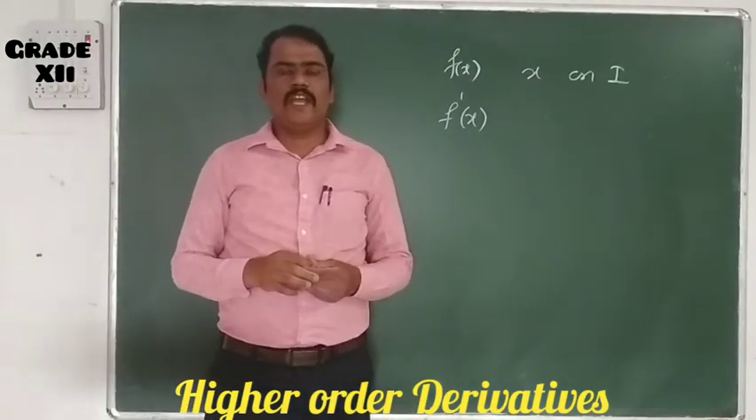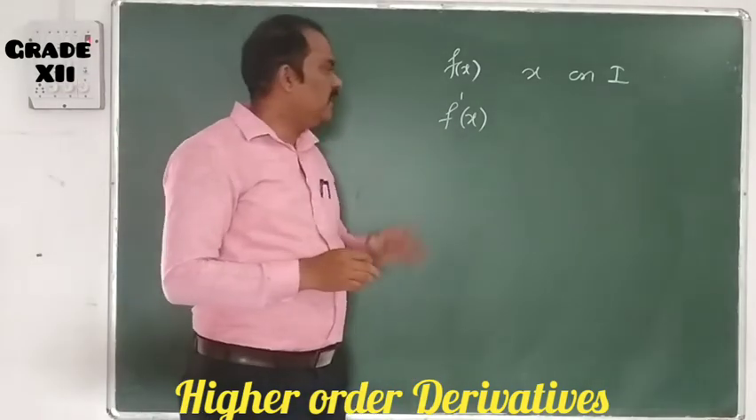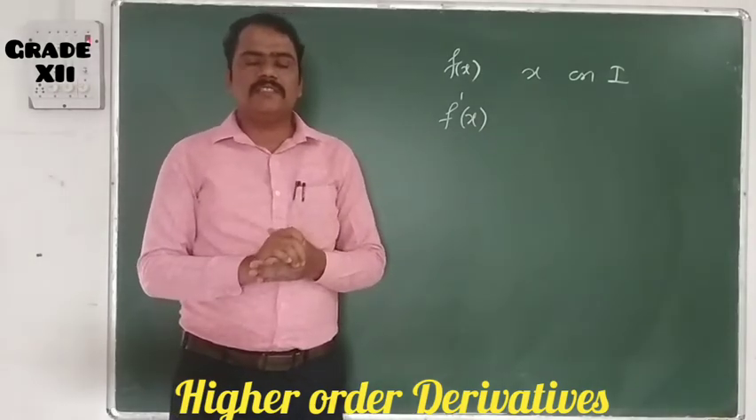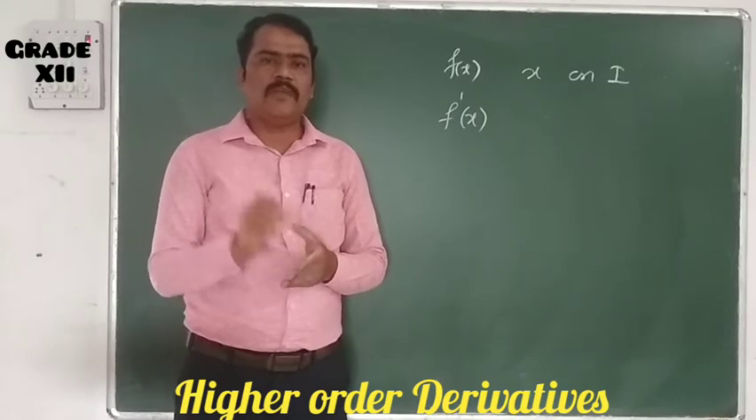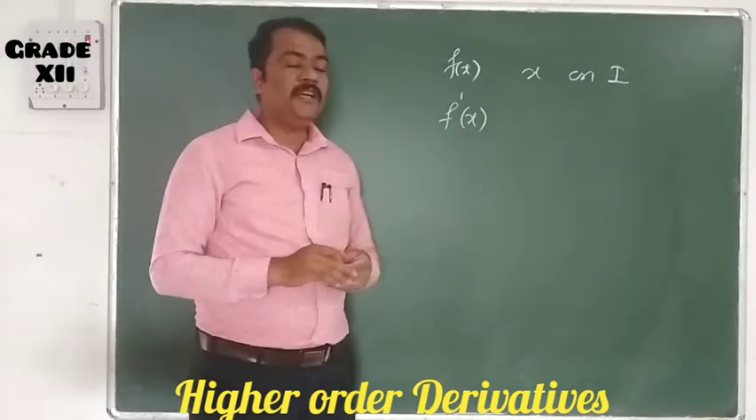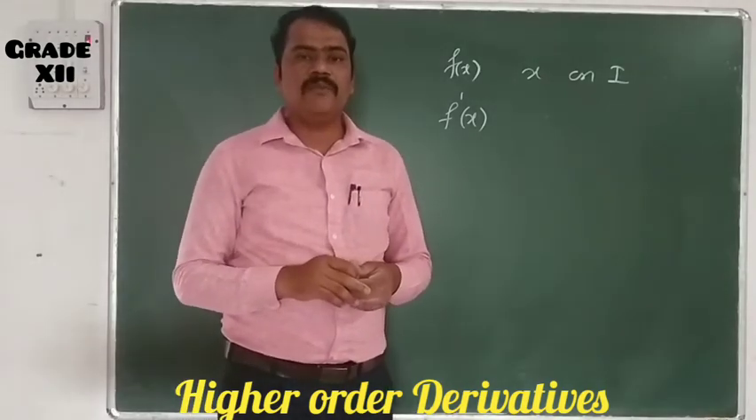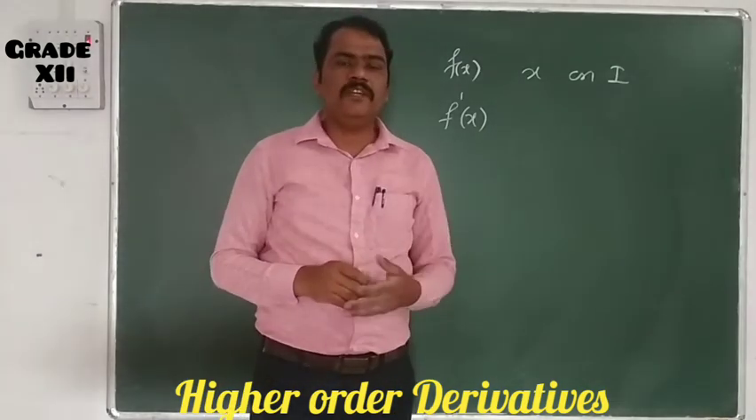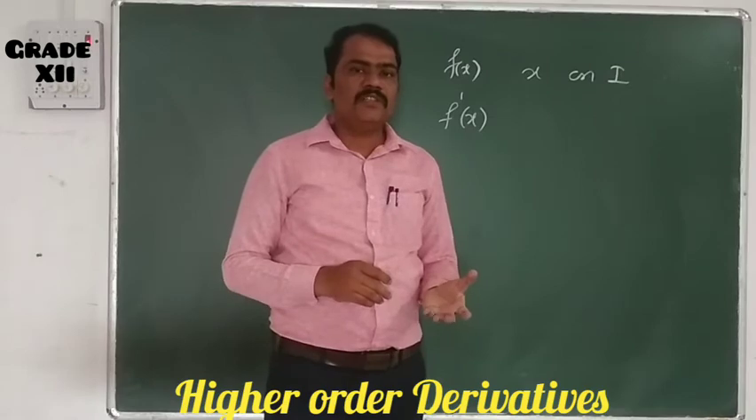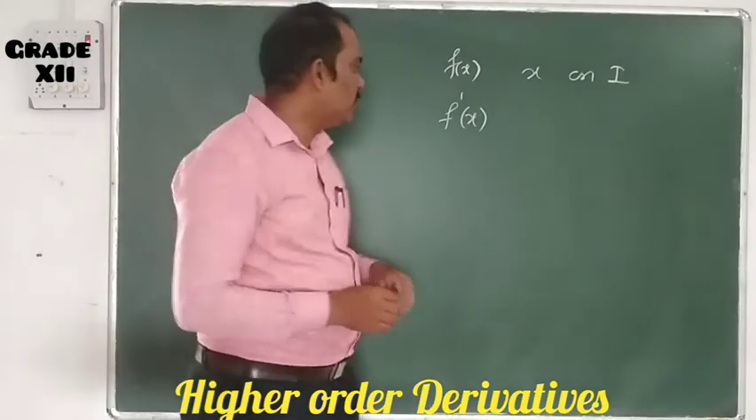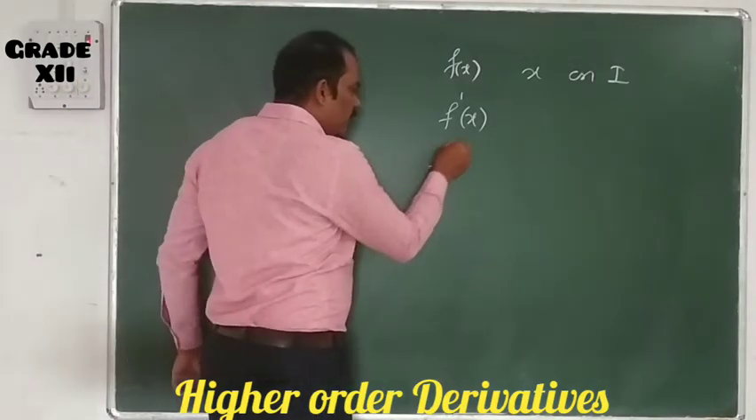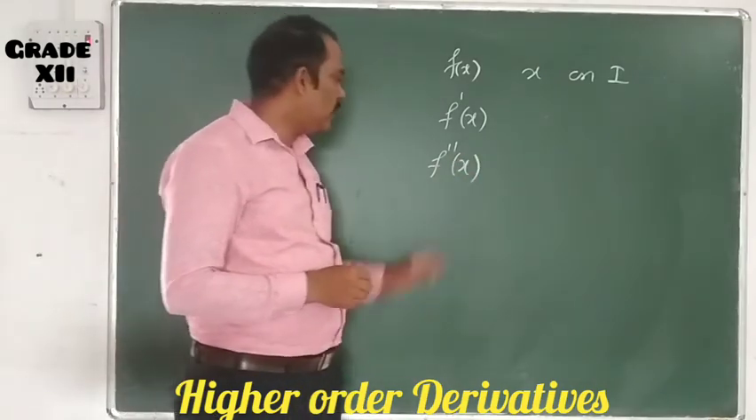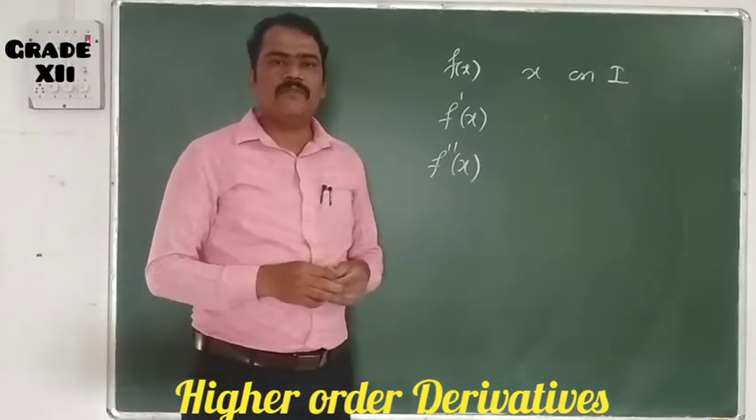Also, we have to know that if this f dash of x is again a differentiable function of x, then we have to take its derivative a second time, and it is denoted by f double dash of x.